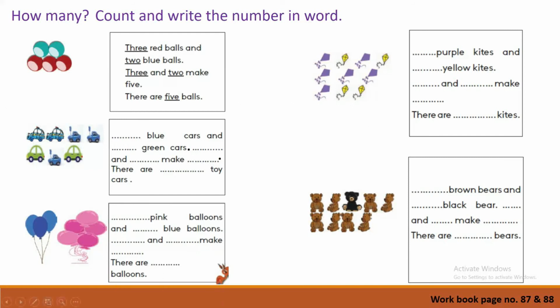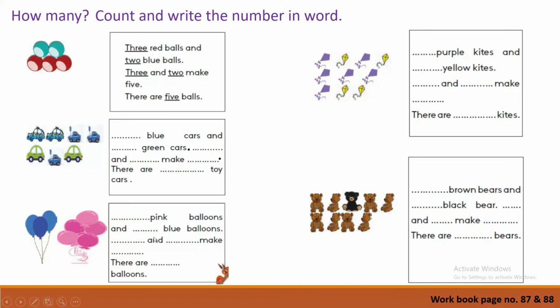First, we will count pink balloons. 1, 2, 3, 4, 5. Yes, now we have to write the word 5 on this blank. 5 pink balloons and blank blue balloons. How many blue balloons? Count and tell me. 1, 2, 3. Very good. Then you have to write the word 3.